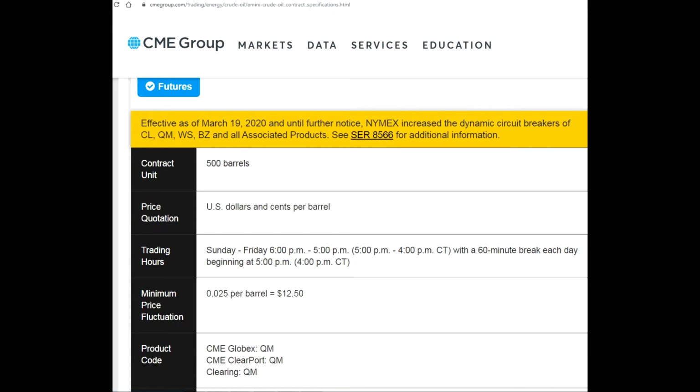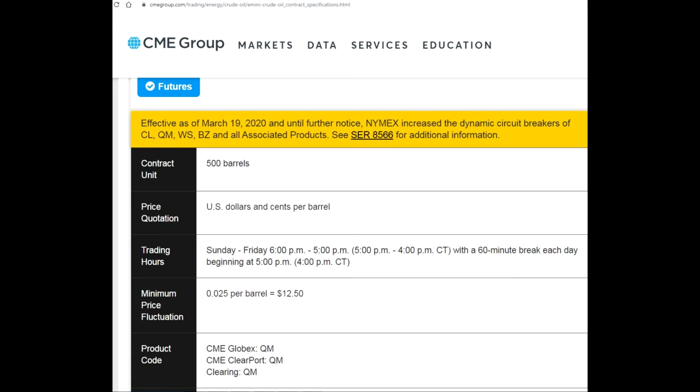Okay, remember in part 1, for those that watched, and if you haven't, like I said, go back and watch, you'll see the minimum price fluctuation there. Sure enough, 2.5 cents, which equals $12.50 per movement. And then the actual product code, or the symbol, which we're looking at, is QM.